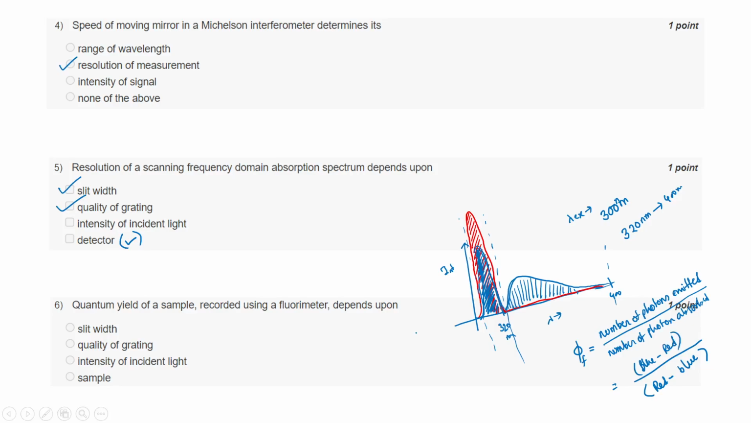So that is going to give you the photon emitted. Okay. So that's how you calculate the absolute quantum yield. In this case, you don't require a reference sample.